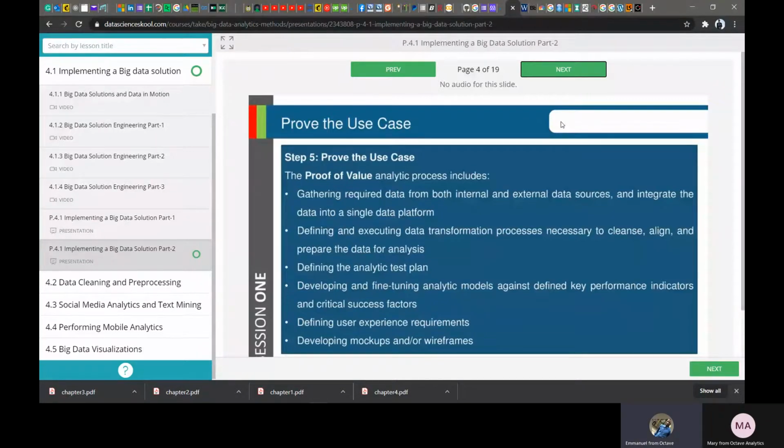Also define the analytic test environment. Develop and fine-tune analytic models against defined KPIs and critical success factors. Now, here you have to maybe tune your model, optimization and all of that. Also defining user experience requirements and developing mock-ups or wireframes.